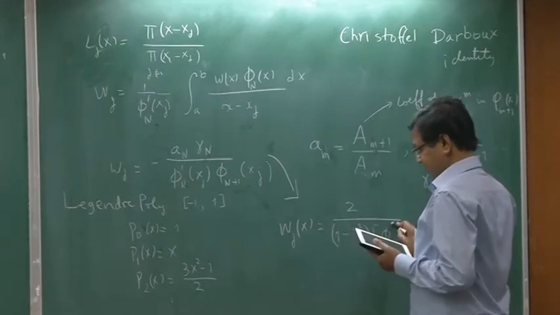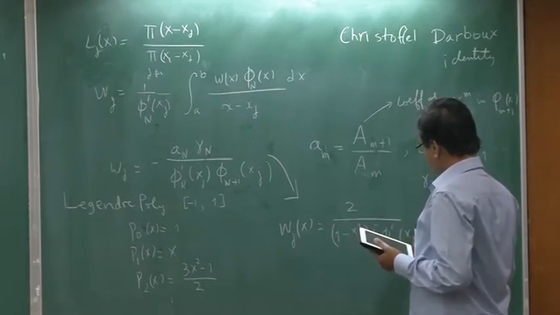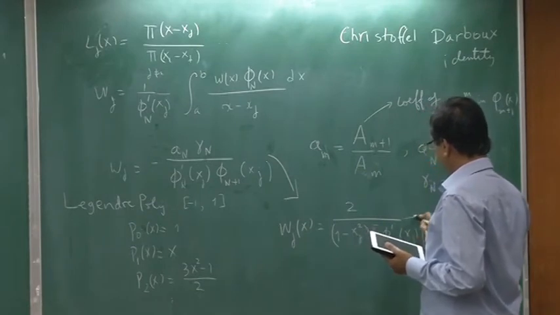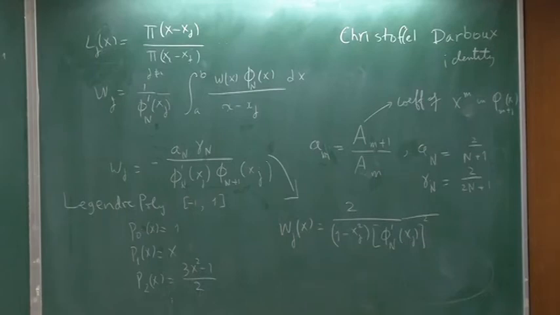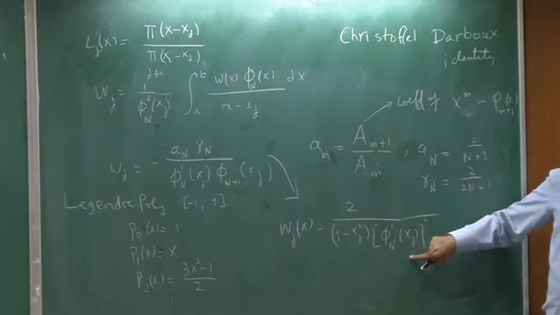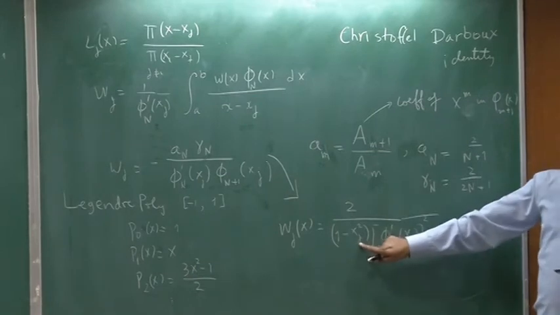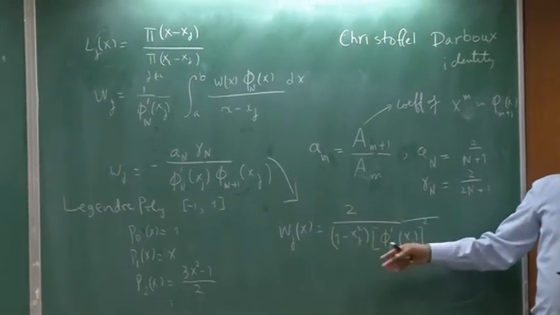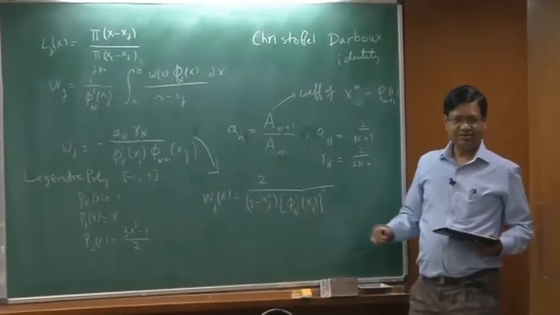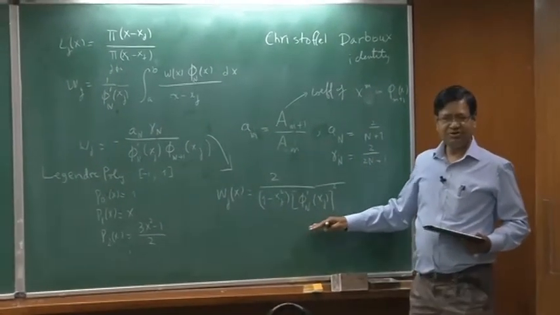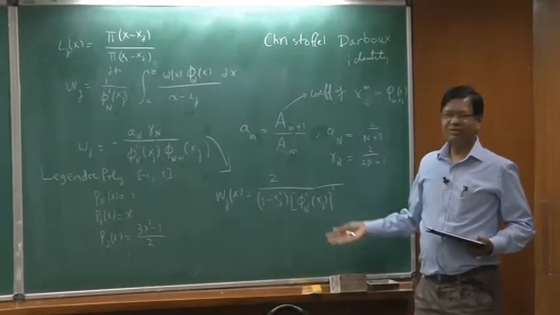Phi prime square. Okay, now you will find this in tables. This is the derivative of the polynomial, and you have to compute it at the roots. And xj is the abscissa, which is zeros of, in fact, zeros of phi n, not phi prime n. Okay, so this can be computed, and that will give you weights.